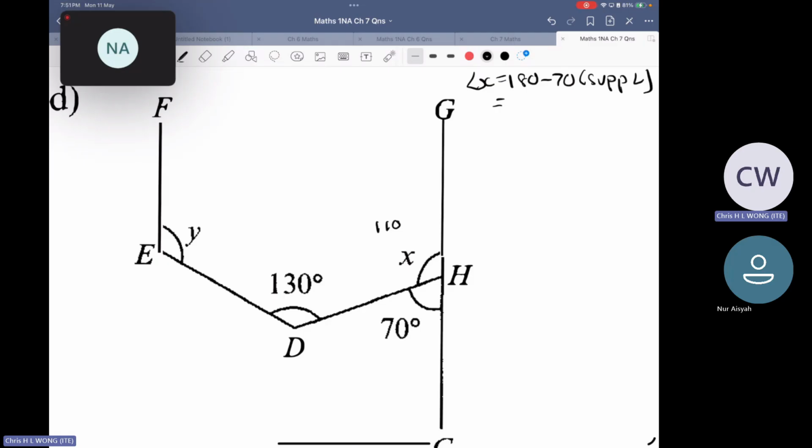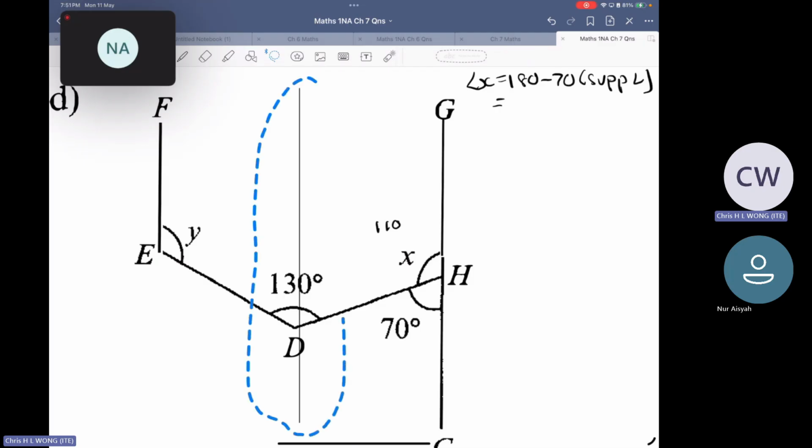And of course, right now it looks familiar already, isn't it? Is it the same as just now? Yes, same, right? The only difference is just now it was the other direction. So what's the first thing you do now? Draw a line, right? So draw a line here.